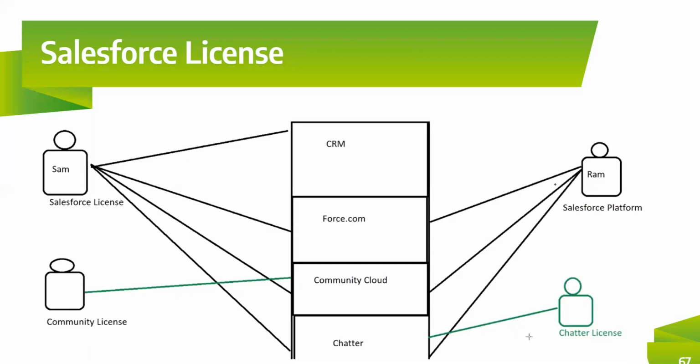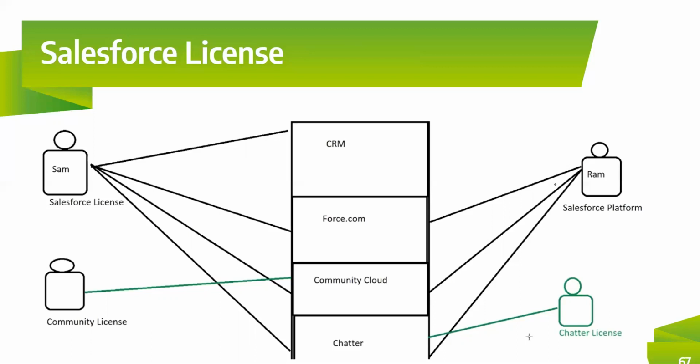Whereas coming to the community license, those who are taking the community license can work only on Community Cloud. When it comes to the Chatter license, those who are taking only the Chatter license will be able to work only on Chatter, right? So what do we understand from this slide? Based on the license, we have access to the different services offered by Salesforce, right?